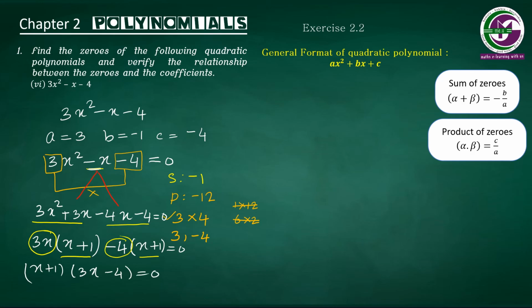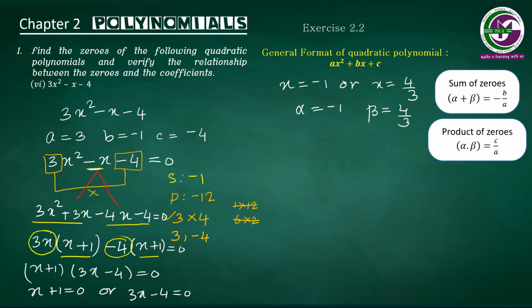Since the product of two factors is equal to 0, any one of the factors must be equal to 0. So x plus 1 equal to 0 or 3x minus 4 equal to 0. Solving these two linear equations, you will get x equals negative 1 or x equals 4 upon 3. So these are the two zeros. We'll mark it as alpha equals negative 1 and beta equals 4 upon 3 are the two zeros, alpha and beta.